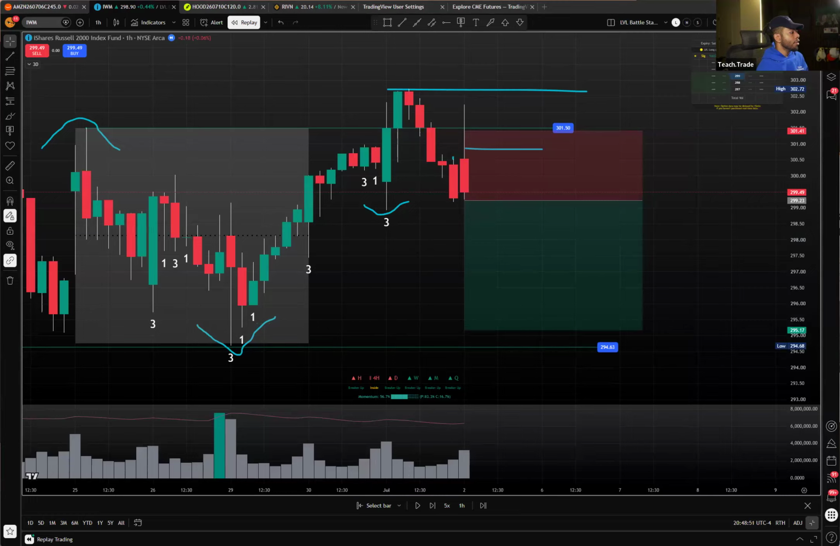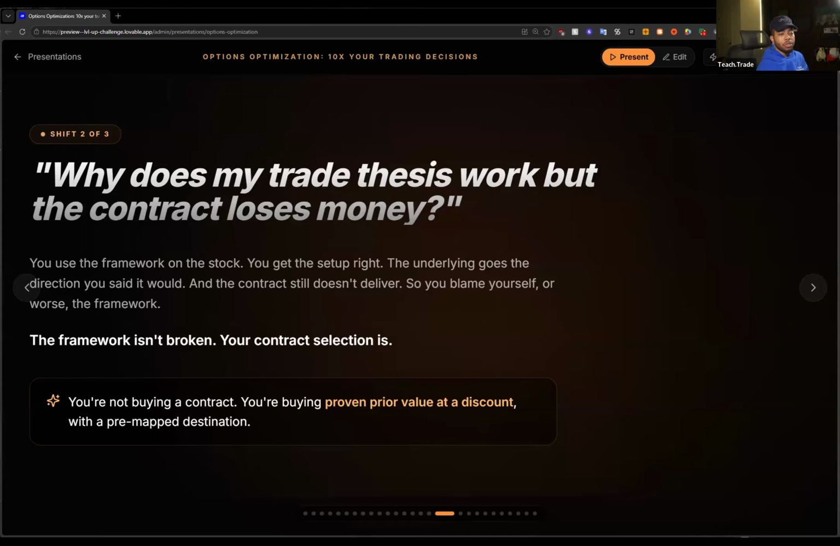So the second thing I want to bring here is about how we tie this back into options. All right. And so this is where most retail traders are making the wrong move. They can use this framework on the stock, they can get the setup right, and then they pick the wrong contract. They can still lose money on the trade that they were right about.